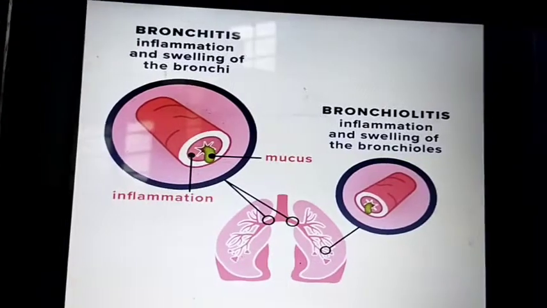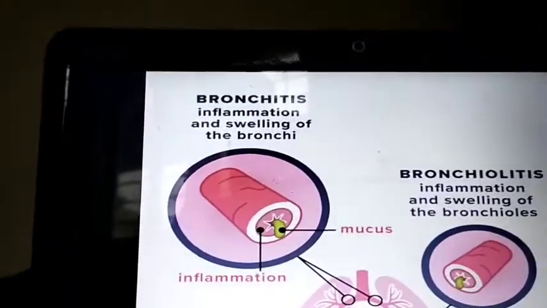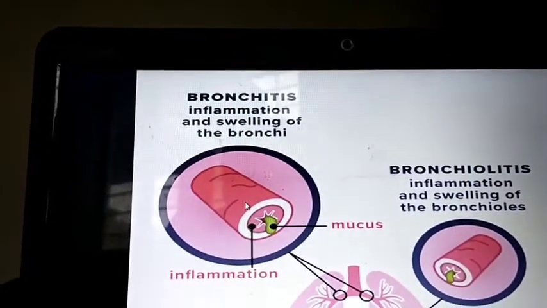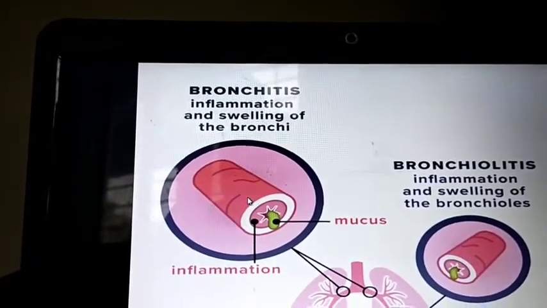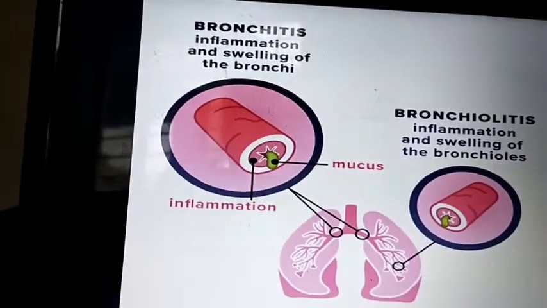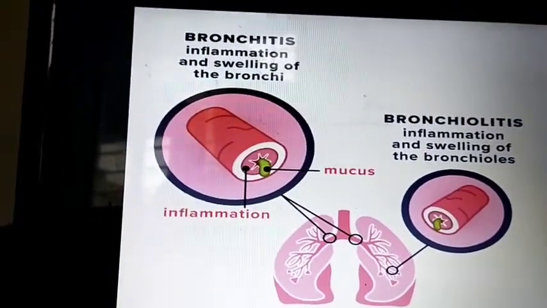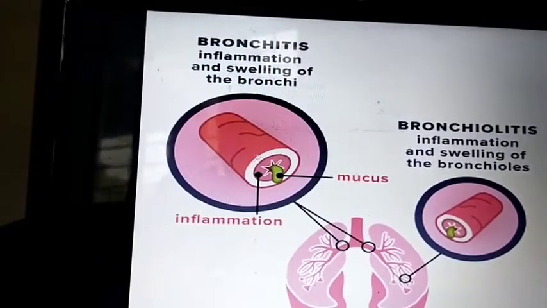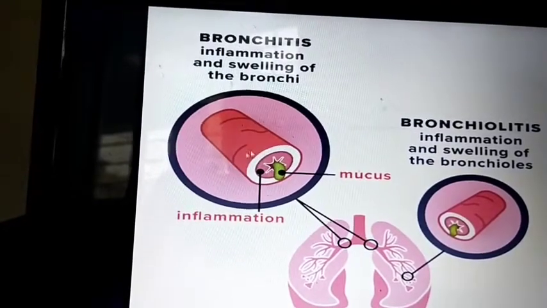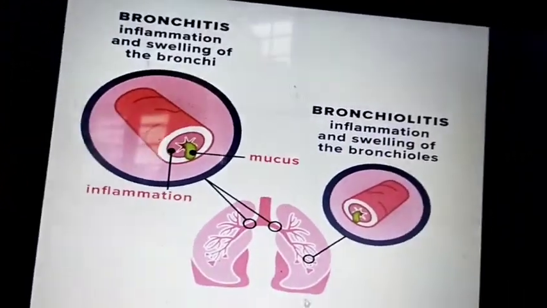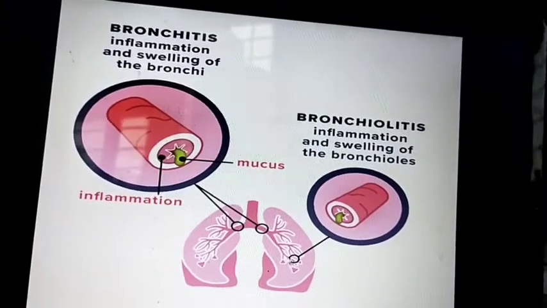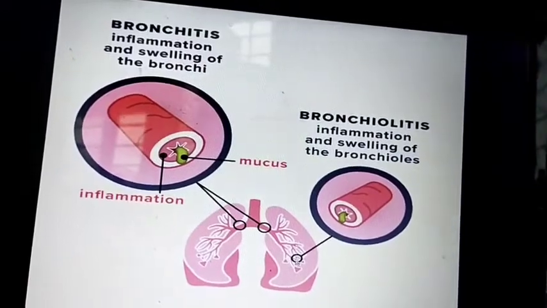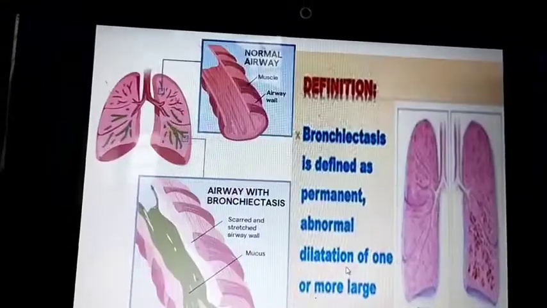Now what is bronchitis? Bronchitis mainly occurs in the main airway, meaning the large airway conduction parts, the bronchioles and bronchi. Here, inflammation and collection of fluid, or swelling and inflammation of the bronchi, is called bronchitis. And bronchiolitis means inflammation and swelling of the bronchioles.